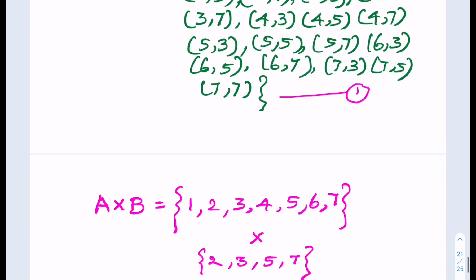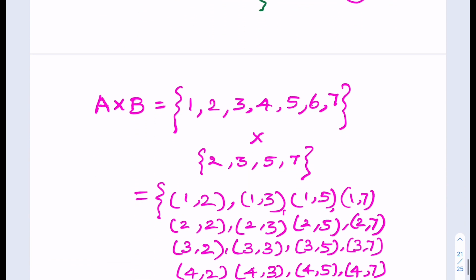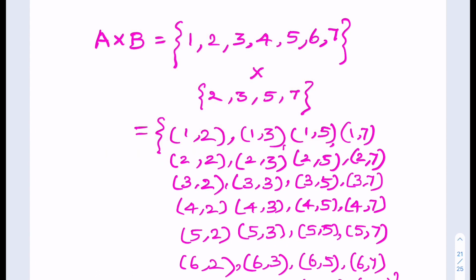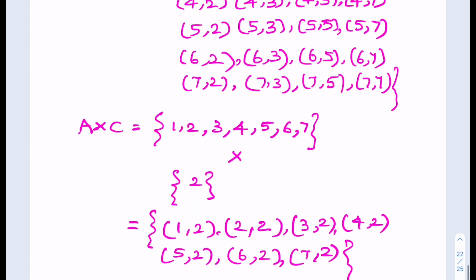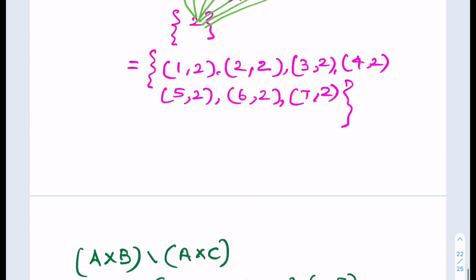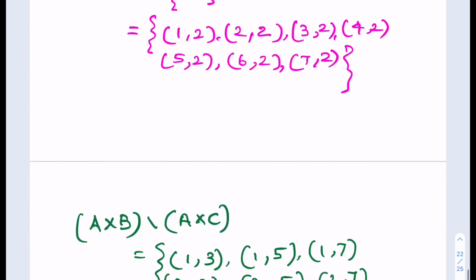Now we go to the other part of the given equation. That is, we have to find first A × B. We have to find the ordered pairs between these two sets. So let us start (1, 2), (1, 3), (1, 5), (1, 7), (2, 2), (2, 3), (2, 5), (2, 7) and so on. So we get A × B. Now we will find A × C. So (1, 2), (2, 2), (3, 2), (4, 2), (5, 2), (6, 2) and (7, 2). Now we have to find (A × B) − (A × C).